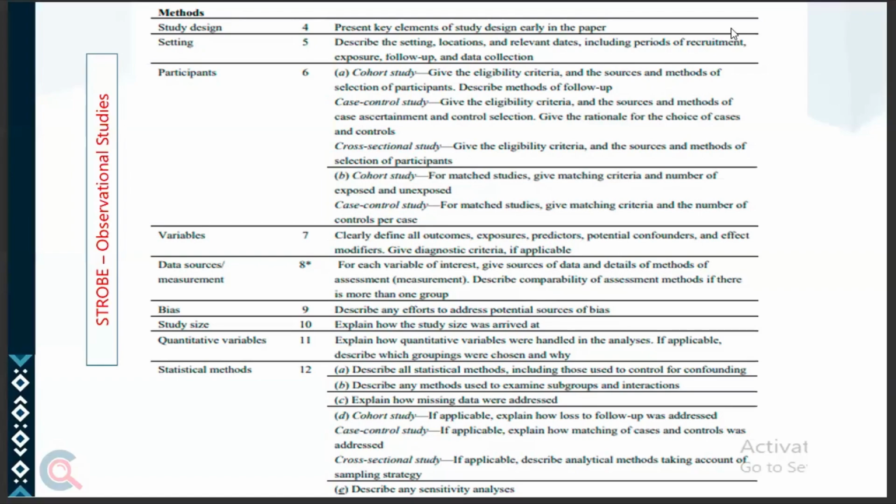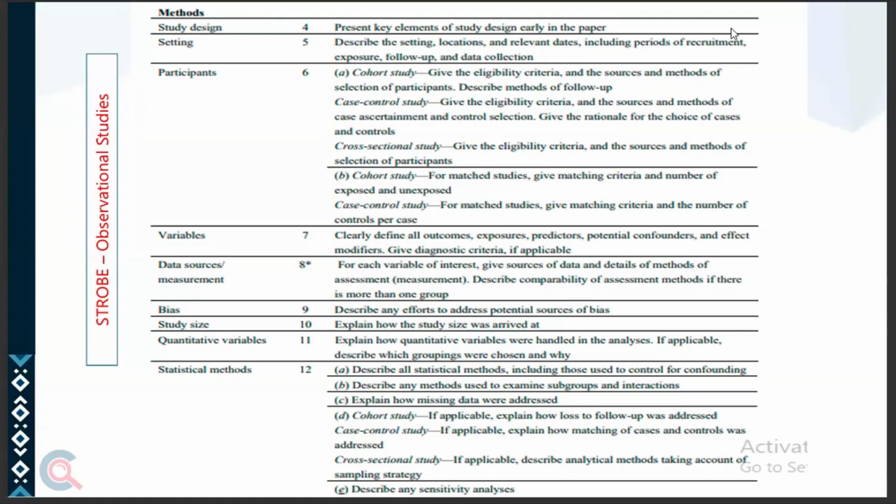Also, you should present the data sources of measurement. How was your data measured? For each variable of interest, you should give the sources of data and the details of the method of assessment or the method of measurement. You have to describe the comparability of assessment methods if there's more than one group of assessments. Also, present the bias, describe any effort that was used to address potential sources of bias in your study.